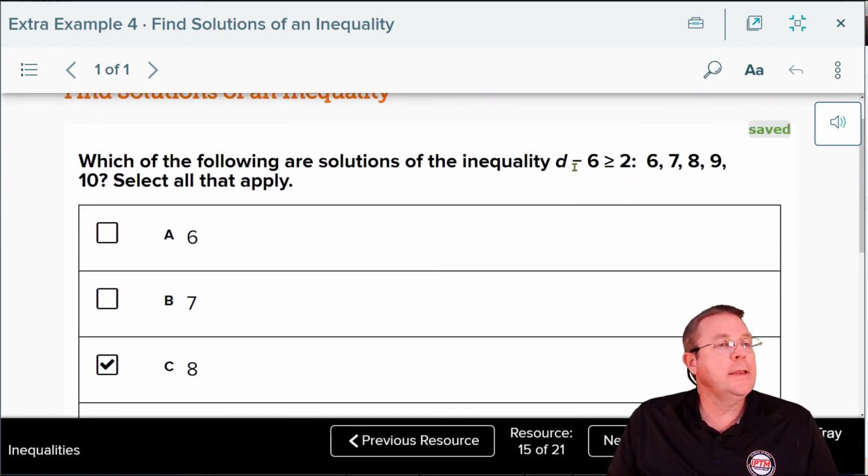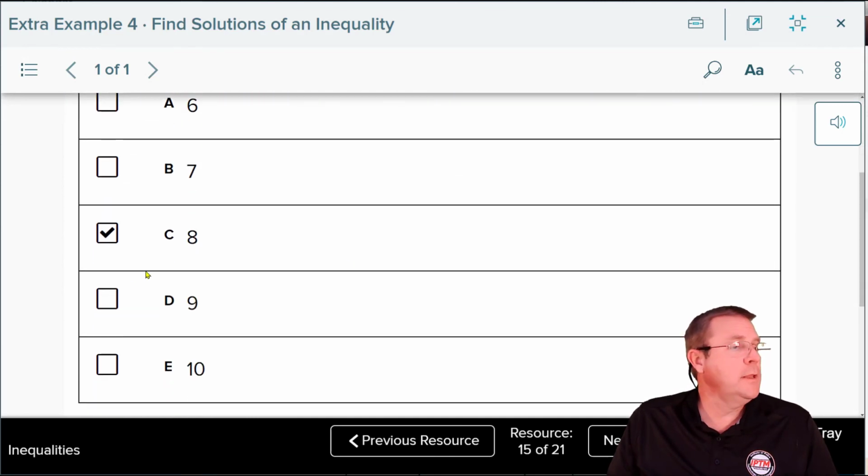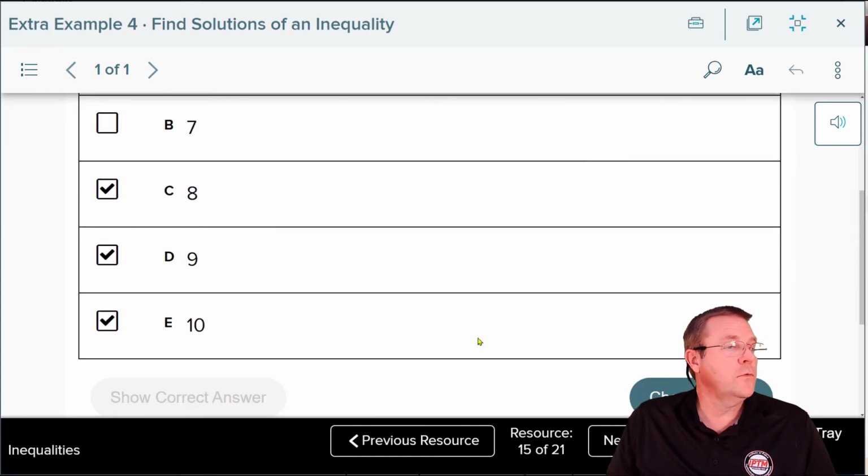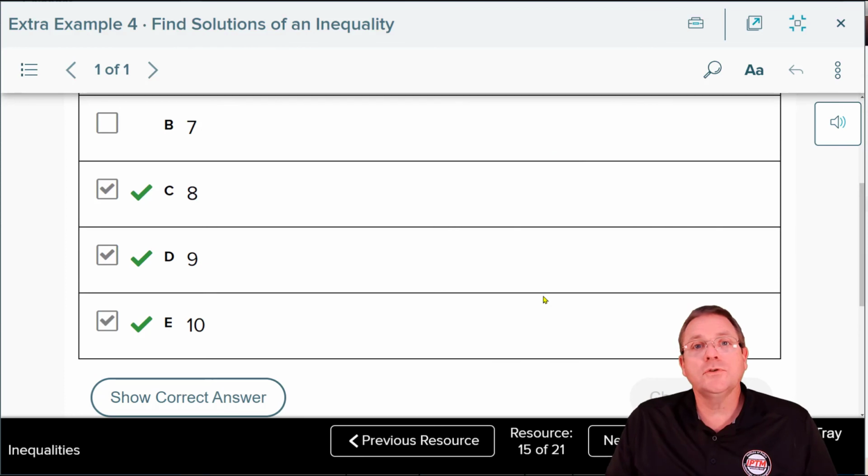And then for 9, 9 minus 6 is 3. 3 is greater than 2, so that'll work. And then 10, 10 minus 6 is 4. 4 is also greater than 2, so that'll work. So your valid solutions are going to be 8, 9, and 10.